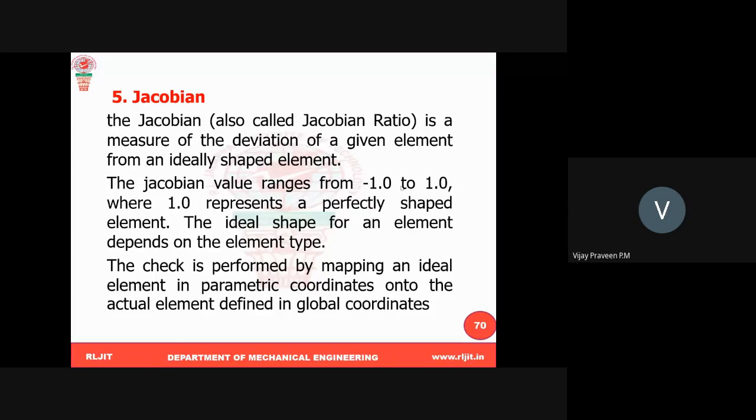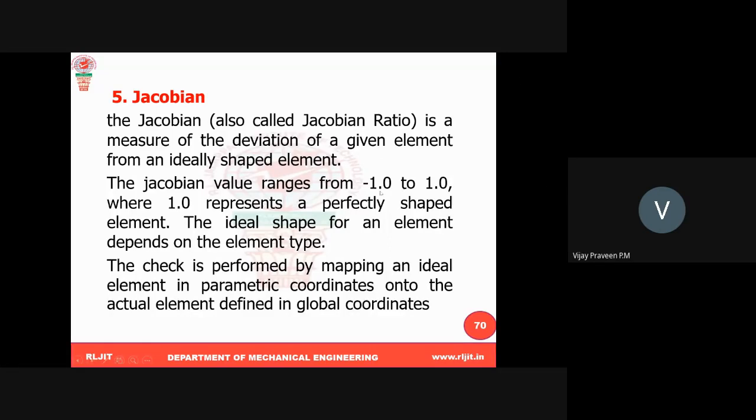Jacobian or Jacobian ratio is a measure of deviation of the given element from an ideal shaped element. Jacobian value ranges from -1 to 1, where 1 represents a perfectly shaped element, and the ideal shape depends upon the element type. The check is performed by mapping an ideal element in parametric coordinates onto the actual element. This is not much used. So Jacobian is how much the shape of the element has deviated from the ideal one, and they call it the Jacobian ratio.